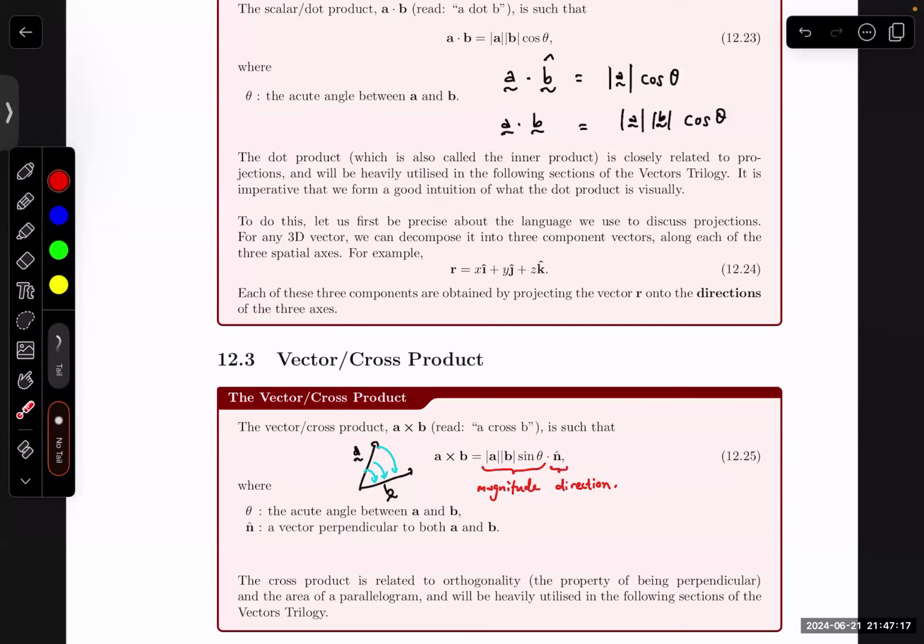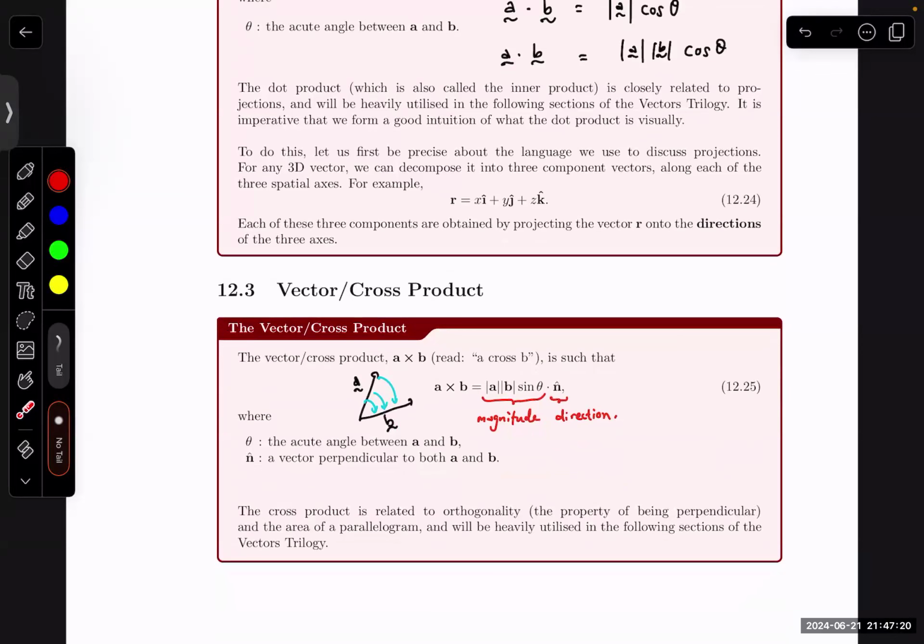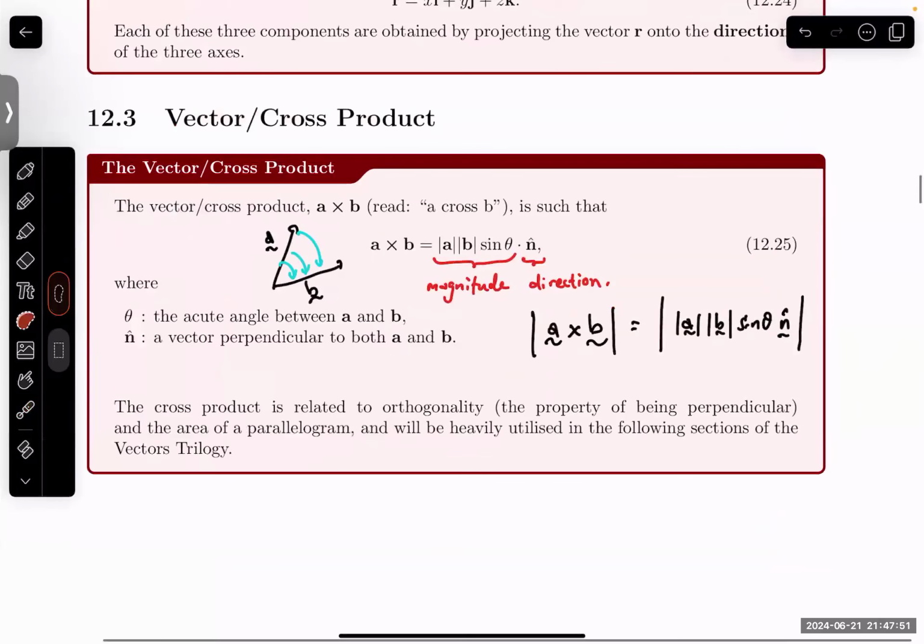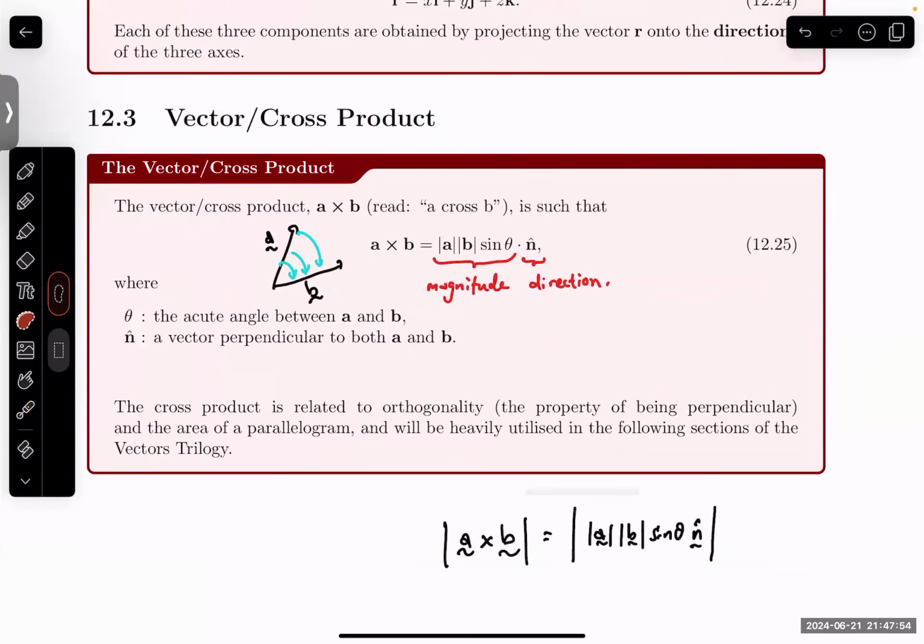Okay. Now, if we want to take out the magnitude, instead of just writing modulus A, modulus B, and sine theta, sometimes we just write modulus of A cross B. Modulus of A cross B is, sub in the whole thing, modulus of A, modulus of B, sine theta, n hat. Let me move down so that we can see more clearly.